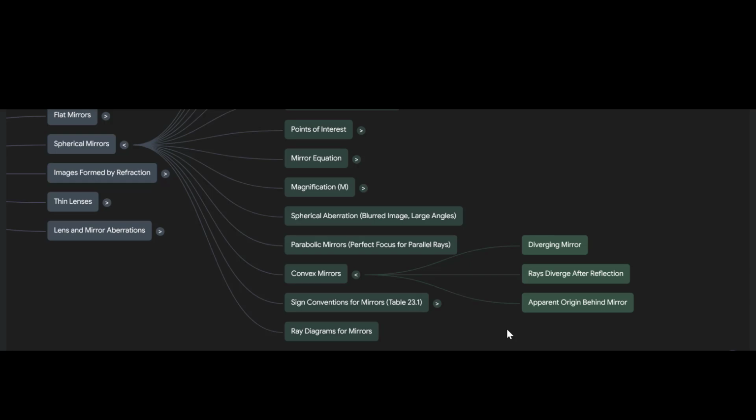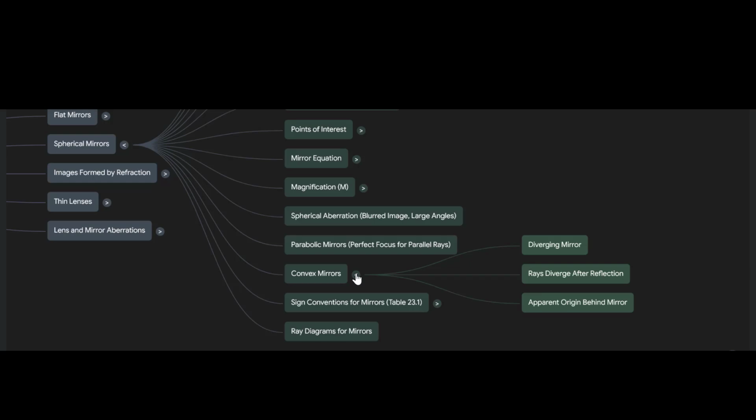Think of those security mirrors in shops. Yeah, they give a wide view, but things look smaller. Exactly. Now, to handle all these cases, concave, convex, real, virtual, upright, inverted, we absolutely need sign conventions. The rules for plus and minus signs.